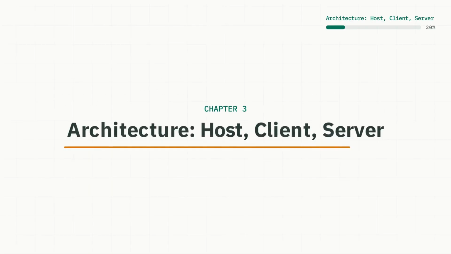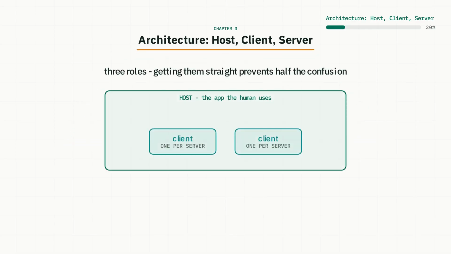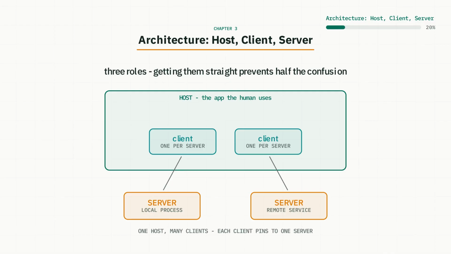Chapter 3, the architecture, 3 roles, and getting them straight prevents half the confusion downstream. The host is the application the human actually uses, the Claude app, Claude Code in a terminal, an IDE. It owns the user experience, the model access, and the security decisions. The client is a component inside the host, one per server connection, that speaks the protocol wire format and enforces control. And the server is the program that exposes capabilities from some system: files, tickets, databases, browsers.